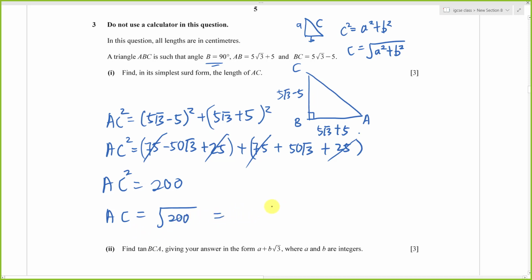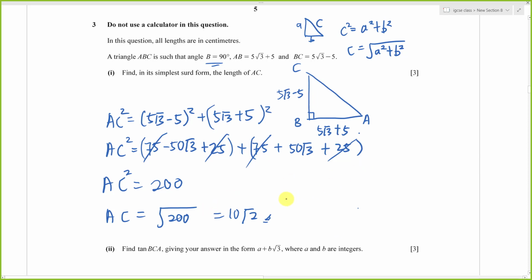This is not the simplest form, right? Because you can use the calculator. I can use 10 because 10 squared is 100, right? So it'll be 10√2. Yeah, this one should be the final answer. Okay, so basically what we do is we just simplify it.